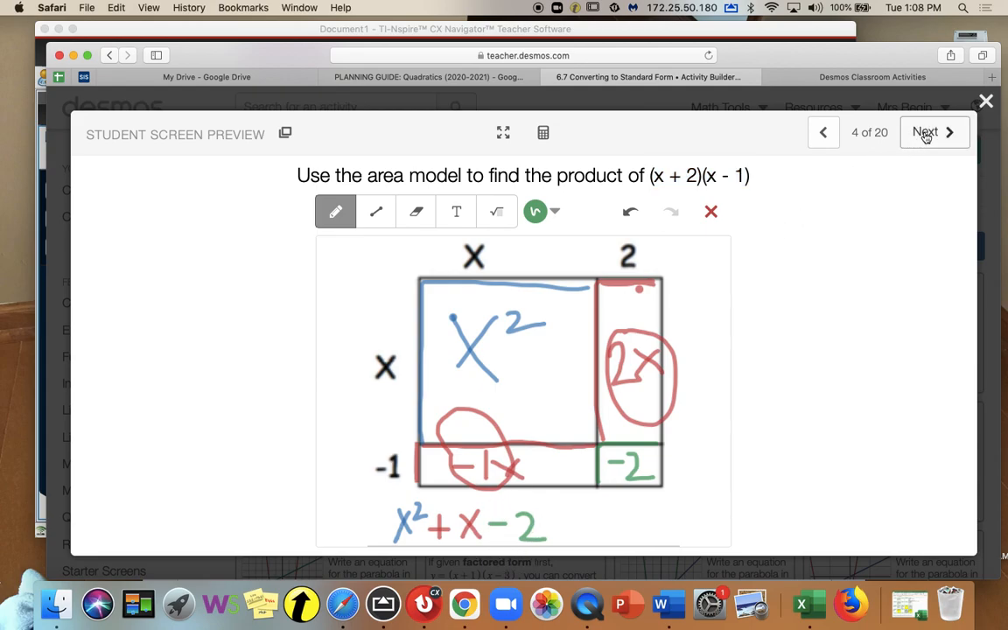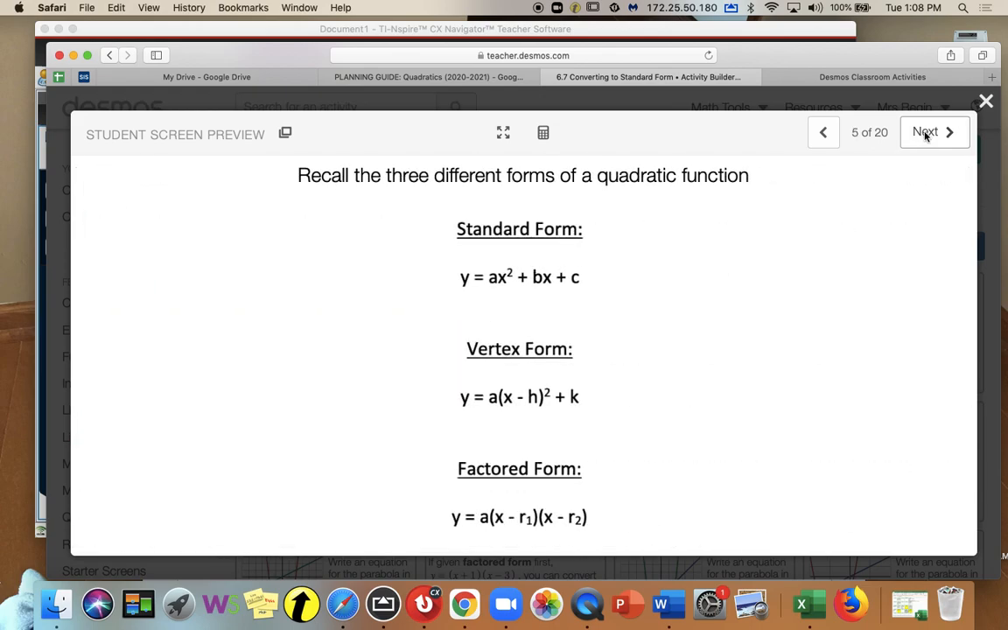All right, so let's take a look. Recall the three different forms. Standard we haven't done a lot with, but this is where we're going to start doing a lot with standard form. And standard form is when you multiply it out. So we don't have any parentheses. We have ax squared, so a number times x squared, plus a number b times x plus some number c.